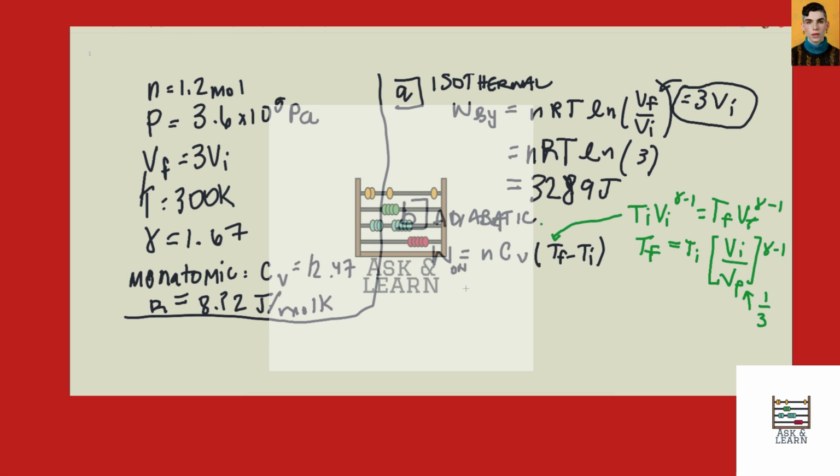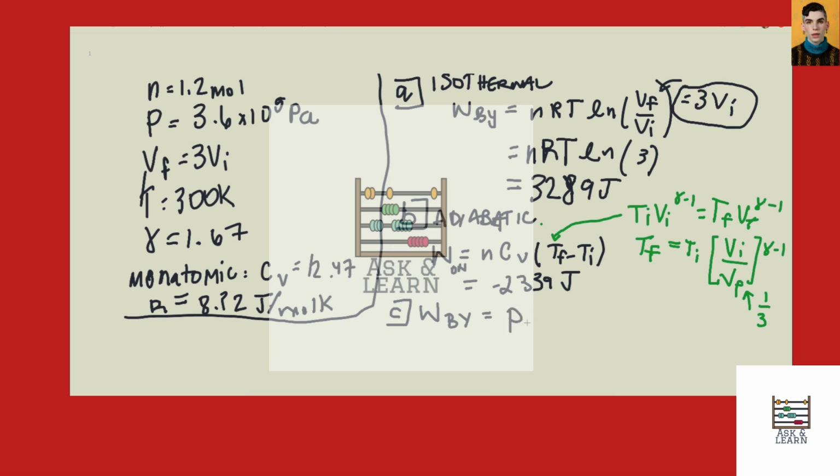So if you solve for your T final using all this information, using your CV and your 1.2 for the number of moles, you'll get minus 2339 joules. Work done by is equal to minus work done on. So you can already tell that the work done by the gas in an isothermal process is a bit more than if it were done adiabatically. I'll just keep moving to the isobaric, easy one.